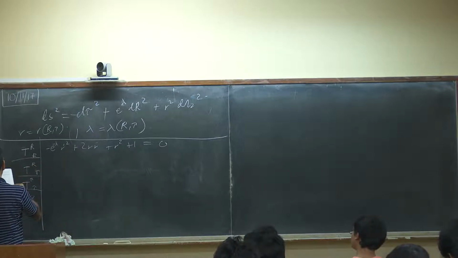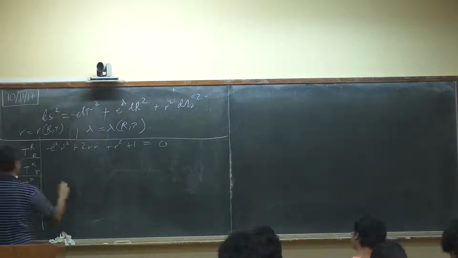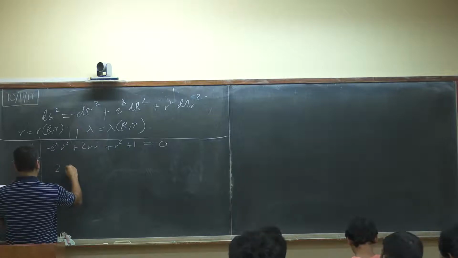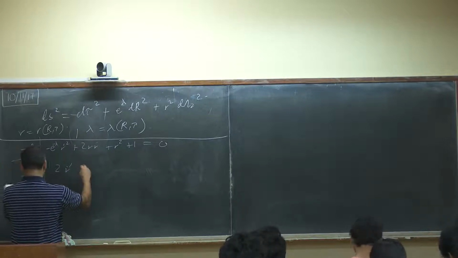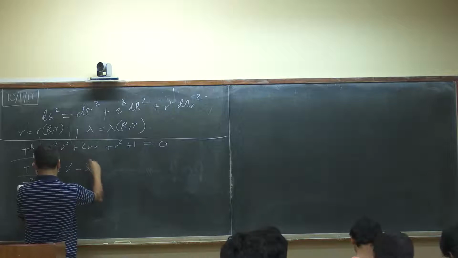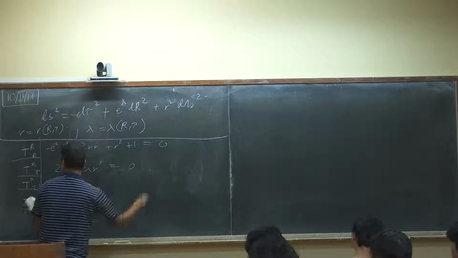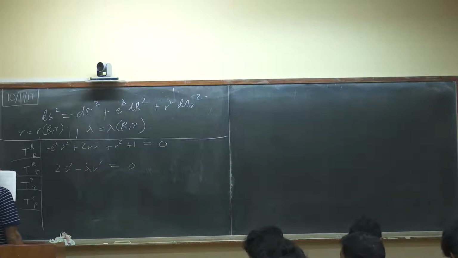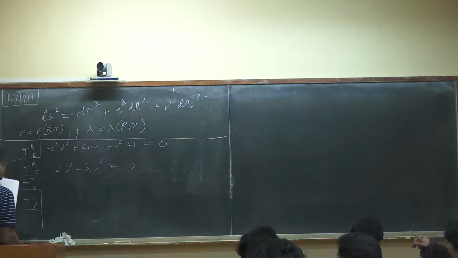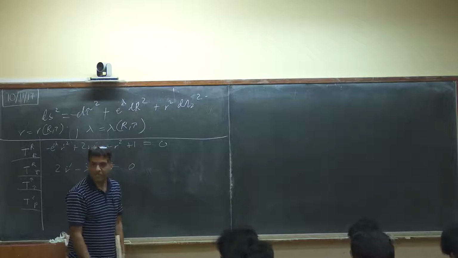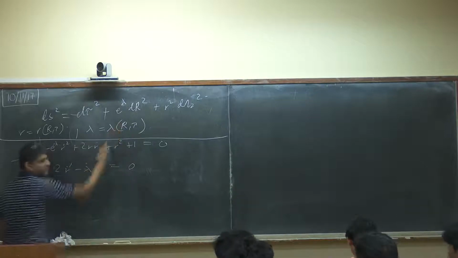The tau r equation was the simplest of the equations. It was 2 r dot prime minus lambda dot r prime is equal to 0. And dot is with respect to tau and prime is with respect to capital R. Exactly: dot means derivative with respect to tau, and prime means derivative with respect to R.